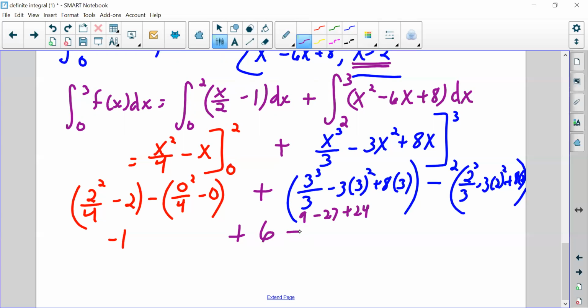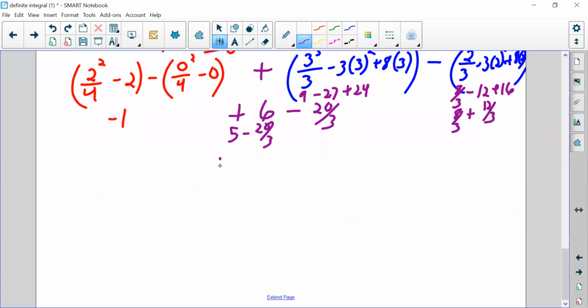Minus, that's 8/3, minus 4 times 3, which is 12, plus 8 times 2, which is 16. So that's +4. So that's going to be 12/3 and 8/3, which is 20/3. You will get used to fractions, hopefully, if not yet. Okay, so that gives us -1 plus 6, which is 5, minus 20/3, which is 15/3 minus 20/3, which is -5/3.